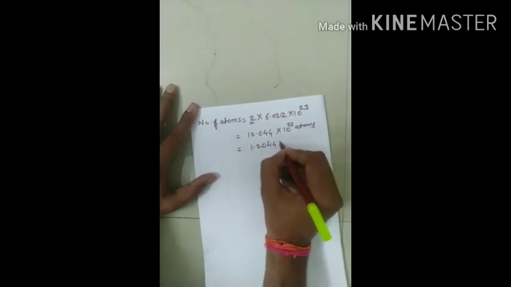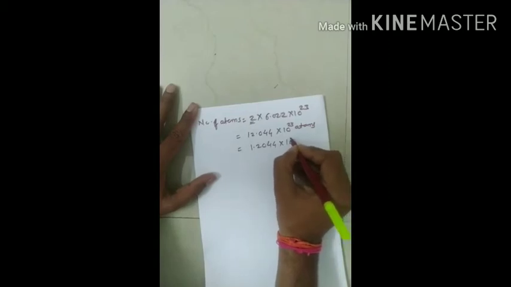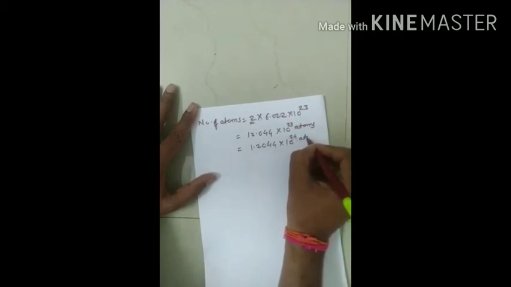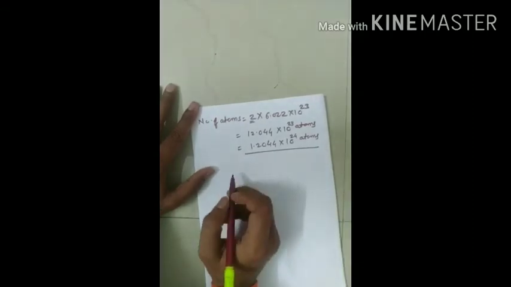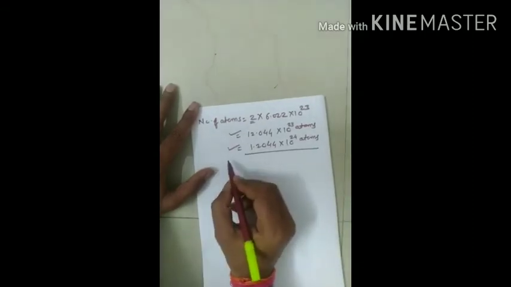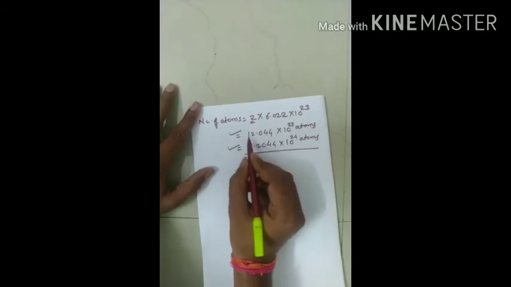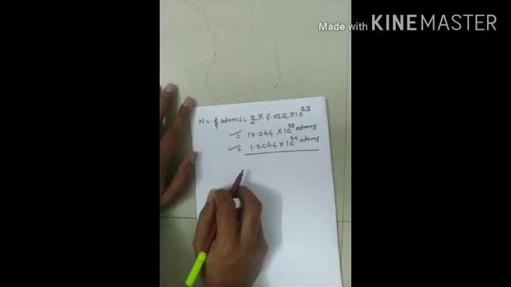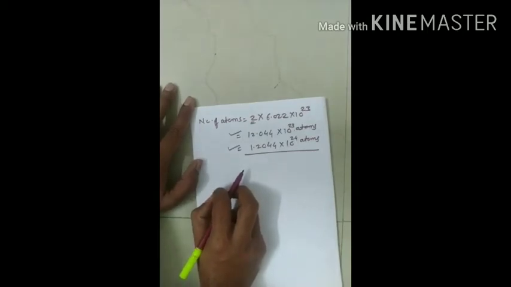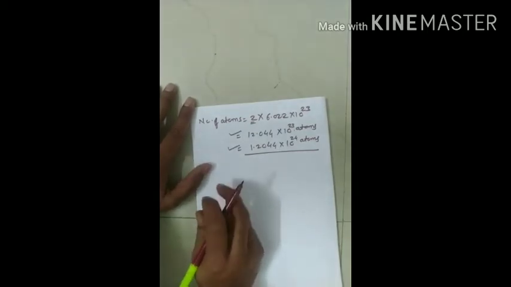or we can also write this as 1.2044 into 10 raised to 24 atoms. So this is how your answer is. This is also correct and this is also correct. I am just putting the decimal point one place before, so I am adding one more term in the power. This way you can easily calculate the number of atoms.